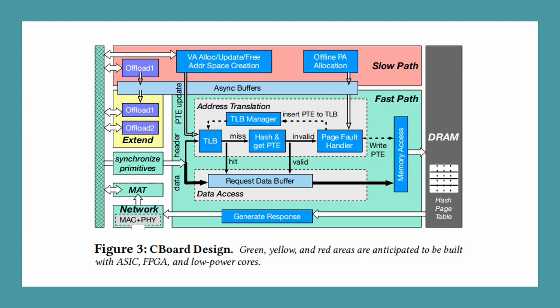As we discussed in the Clio architecture, they introduced three areas, green, yellow and red, with the ASIC and FPGA and the low power cores. They included the slow path and fast path with their own operations, and finally they are connected to the DRAM, which has a hash page table. And they conclude by performing the operations separately by using the VI location at the top.